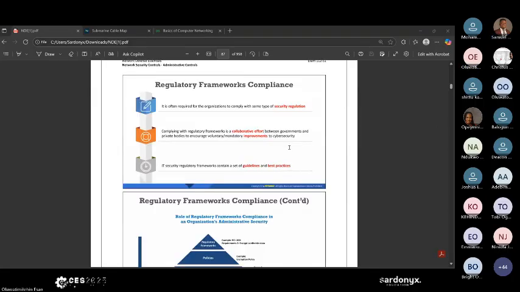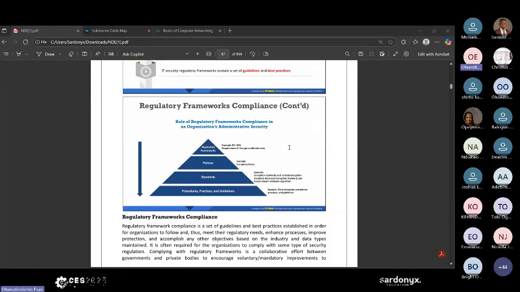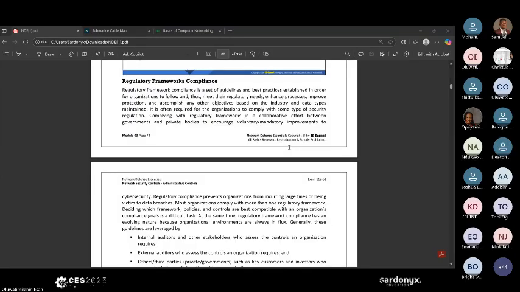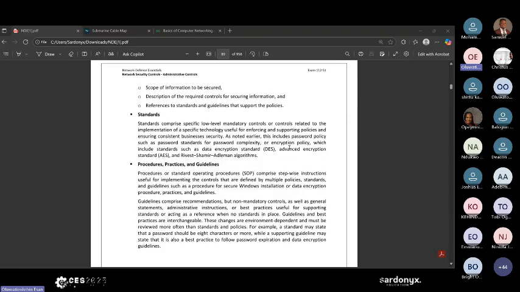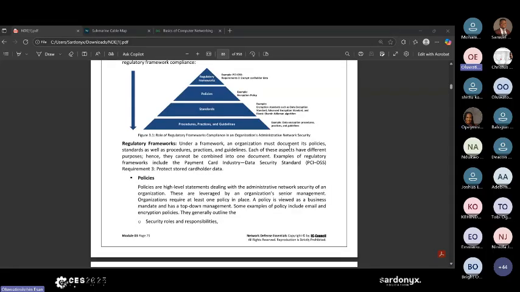And we have different tiers. We have the procedures, practices, and guidelines. We have the standards, we have the policy, and we have the regulatory frameworks. Okay, let me take it from here. Now, regulatory framework. Under a framework, an organization must document its policies. Now, let me even tell the difference between these. There's a difference between law, there's a difference between standard, and there's a difference between policies.